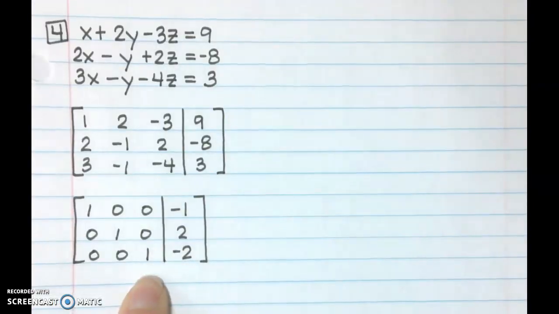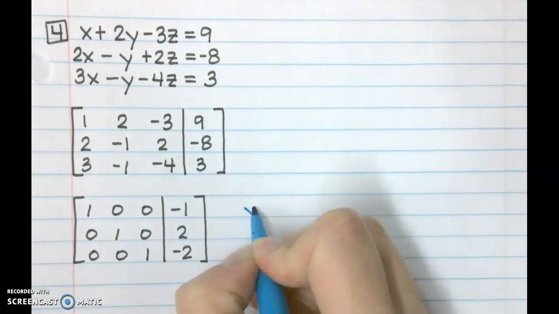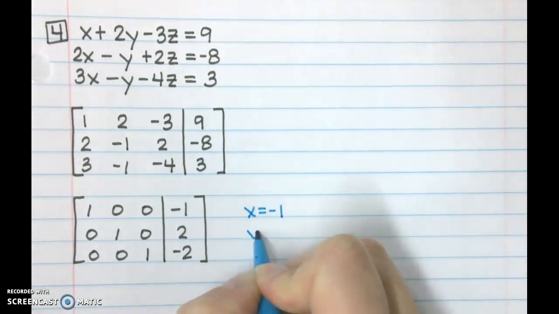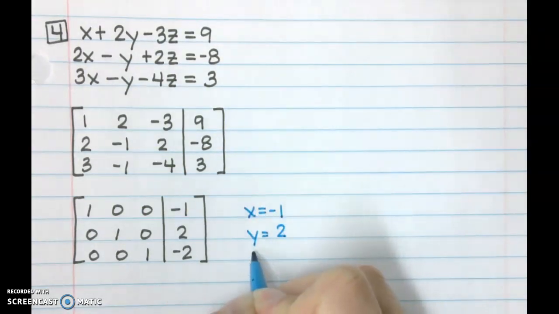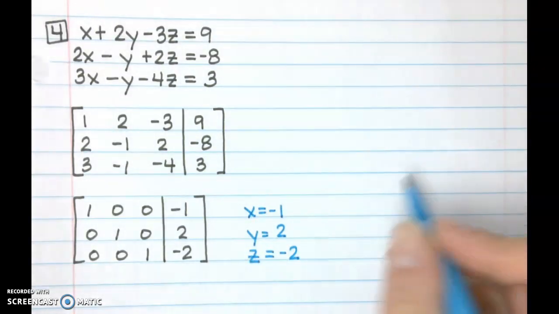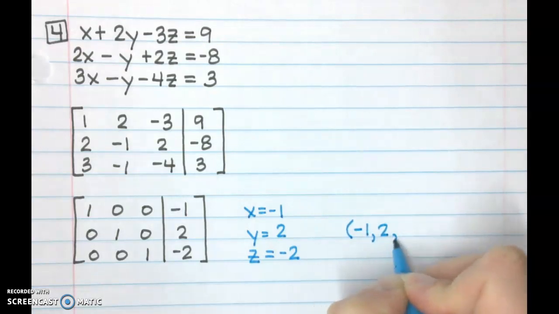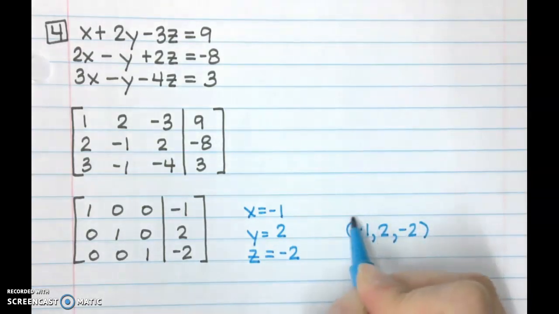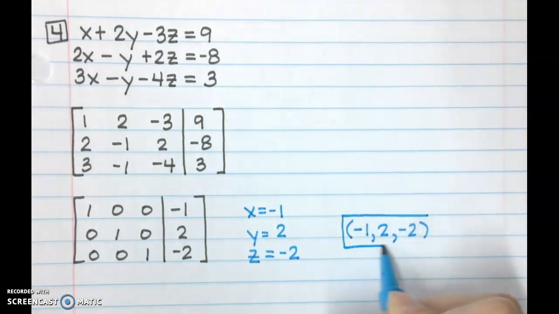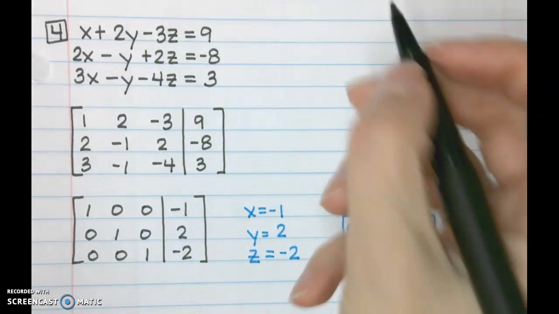So here's that reduced row echelon form matrix that the calculator gave me. So again, this tells me that x is equal to -1, y is equal to 2, and z is equal to -2. Or if I want to give that as that ordered triple, (-1, 2, -2). There's my solution. So I can get there very quickly using that Desmos matrix calculator.